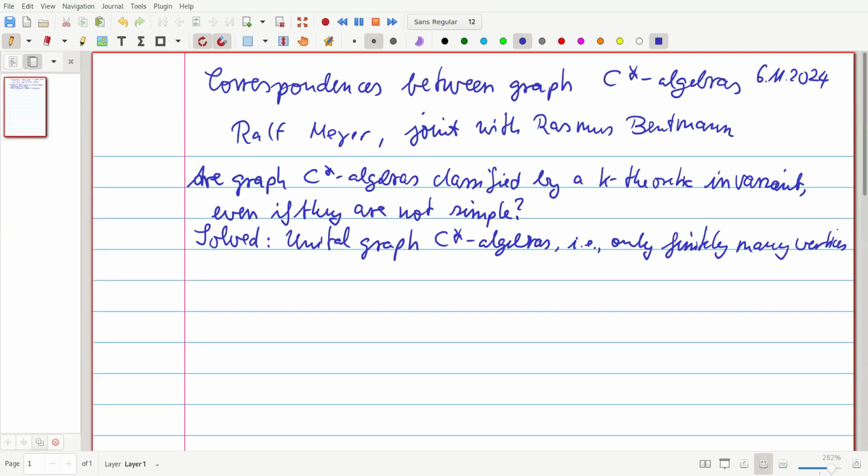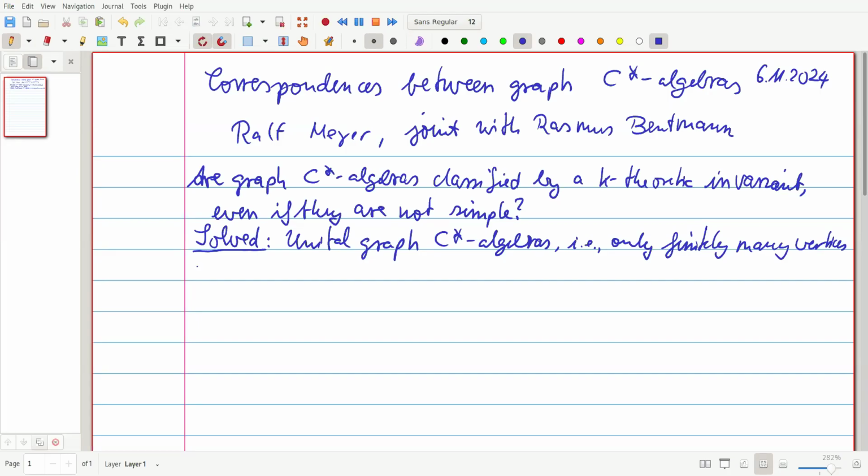But this unital might be slightly misleading because having only finitely many vertices is maybe also imposing other conditions, like for instance, the ideal structure is also forced to be finite. Graph C-star algebras are usually not unital. There's really a large realm, and it's much more general. So many things that can't happen in the unital case could happen in general graph C-star algebras. This was solved before we even started, and that's a well-known and important result.